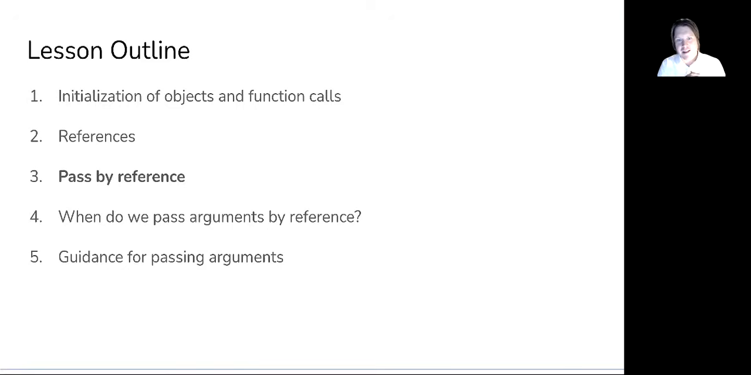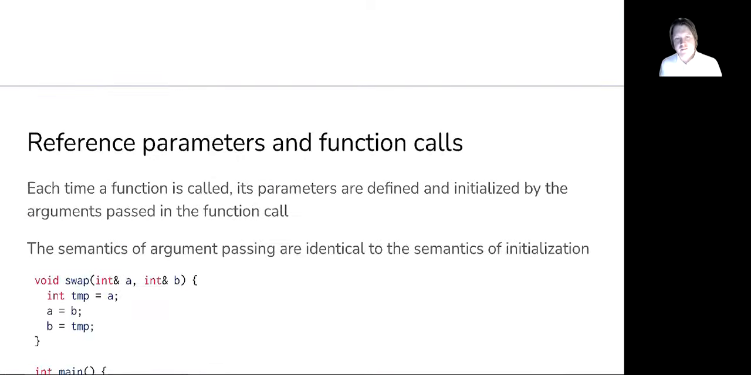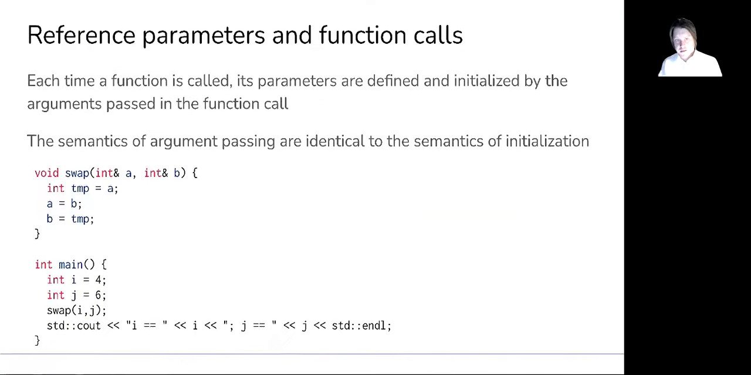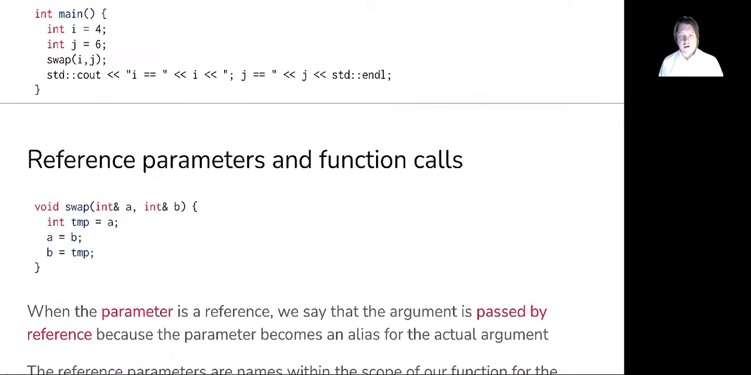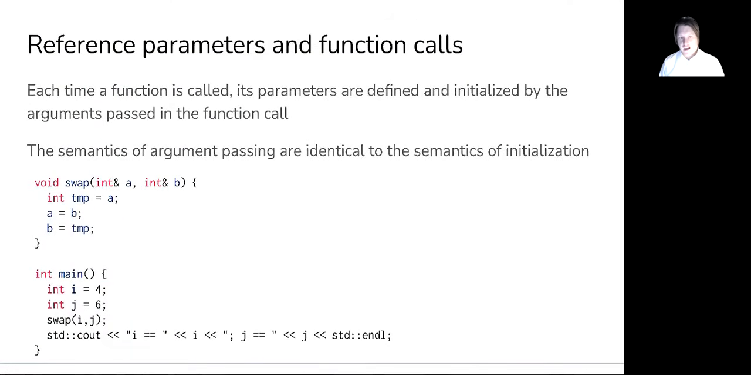The cool thing with passing arguments by reference is essentially you can have a name, a nickname, for some object within the scope of a function when that object actually lives back in the caller. So here we go. Reference parameters and function calls. Each time a function is called, its parameters are defined and initialized by the arguments passed to it during that call. And as we keep saying, the semantics of argument passing are identical to that of initialization. So what's going on here?